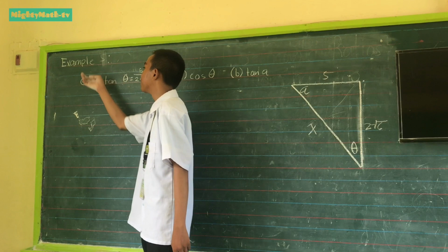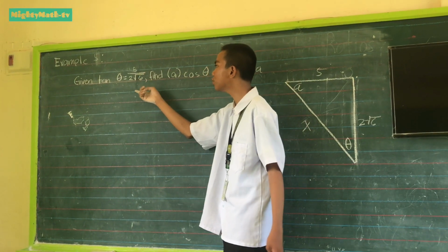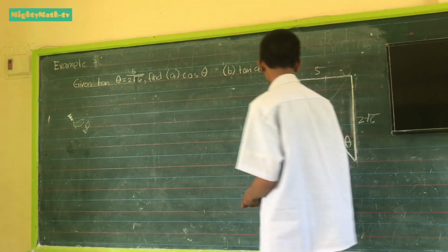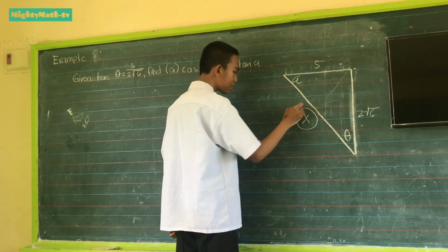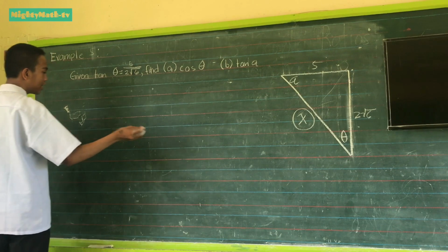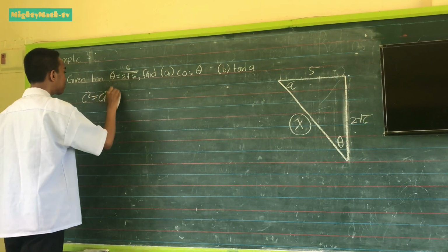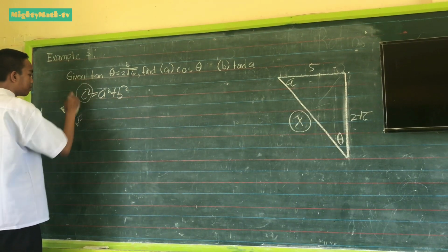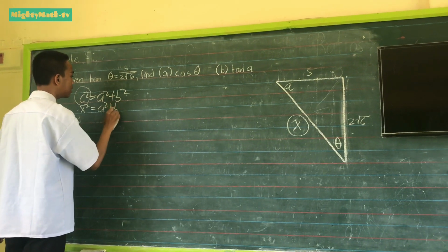Example number 5. Given tan theta is equal to 5 over 2 square root of 6. Find A, cos theta, and B, tan A. First, we must find the missing side. It's the hypotenuse. Hypotenuse is x. You can solve x by using the Pythagorean theorem. It's c squared is equal to a squared plus b squared. C squared is the hypotenuse, so it's x squared is equal to a squared plus b squared.